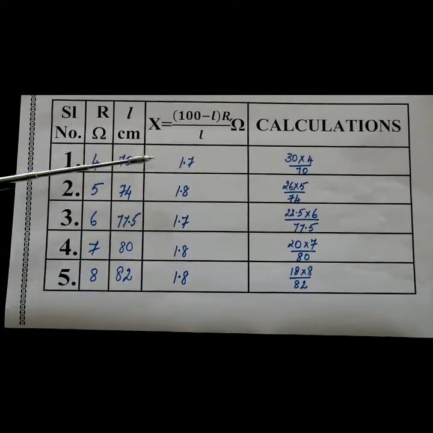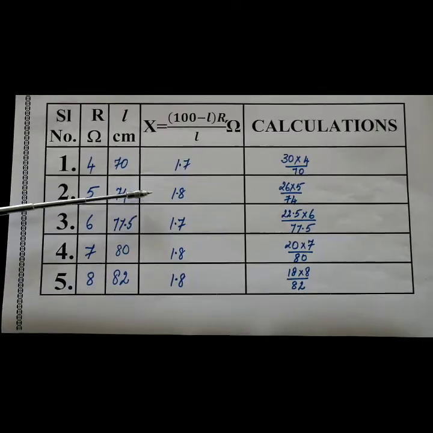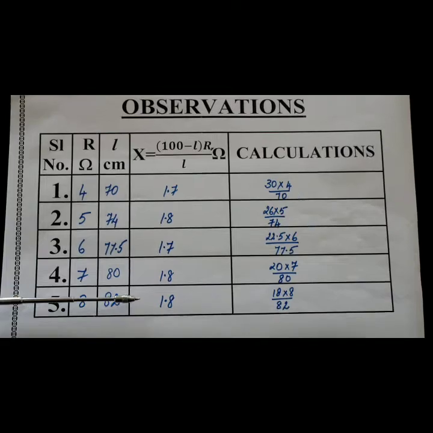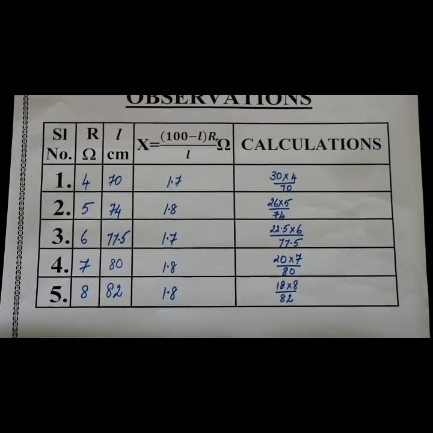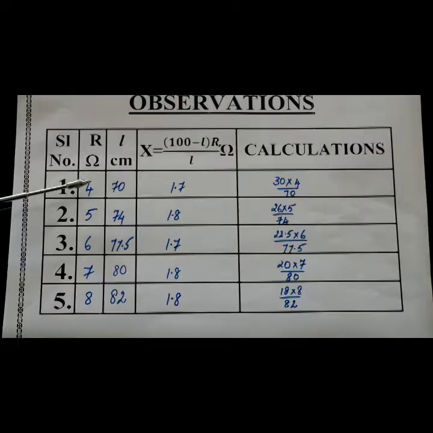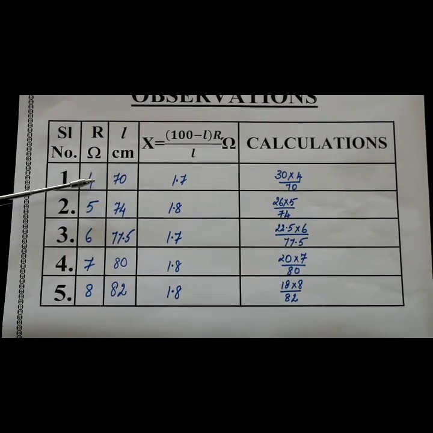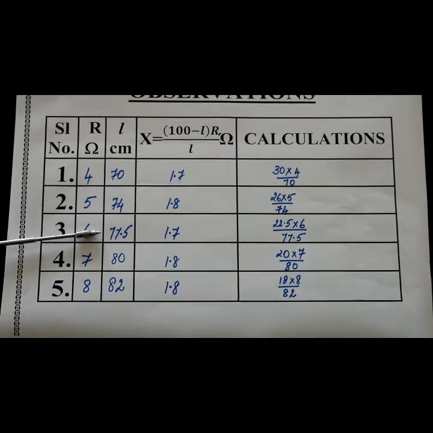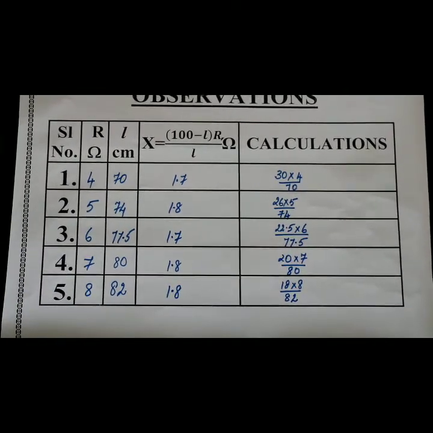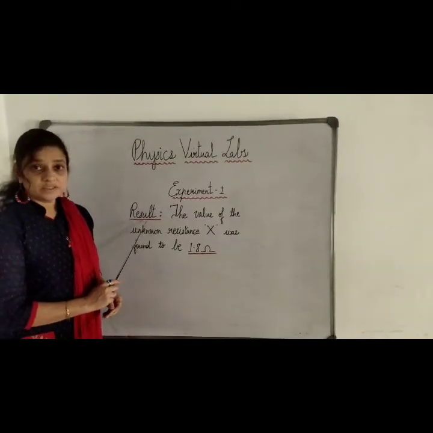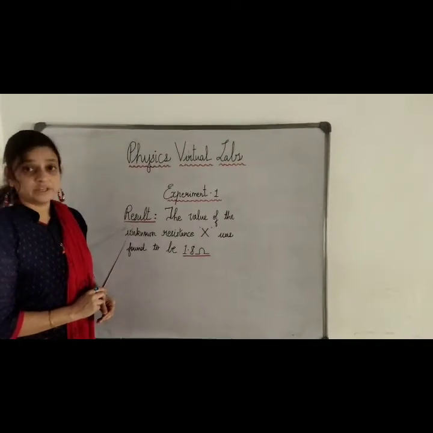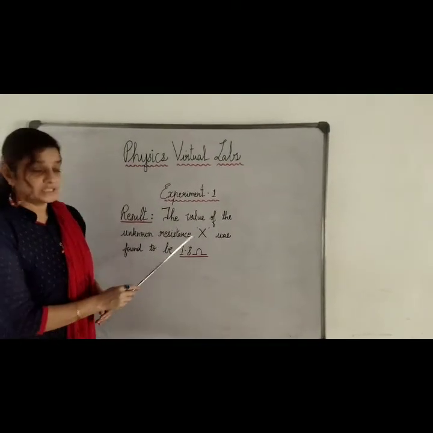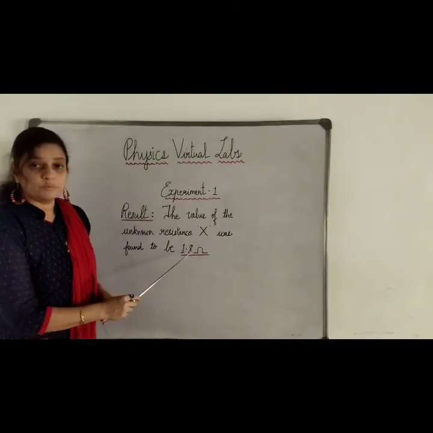So the first trial X is 1.7 ohm, the next one 1.8, 1.7, then 1.8 and 1.8, for which the corresponding balance length that you had to record was 70, 74, 77.5, 80 and 82. Note down the result, the last part of the experiment, but the very important part, you need to note the result. The value of the unknown resistance X was found to be 1.8 ohm.